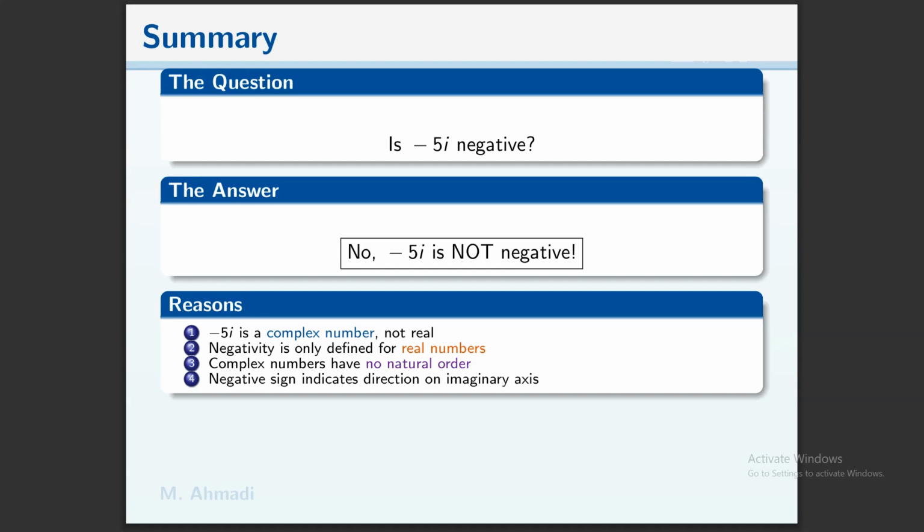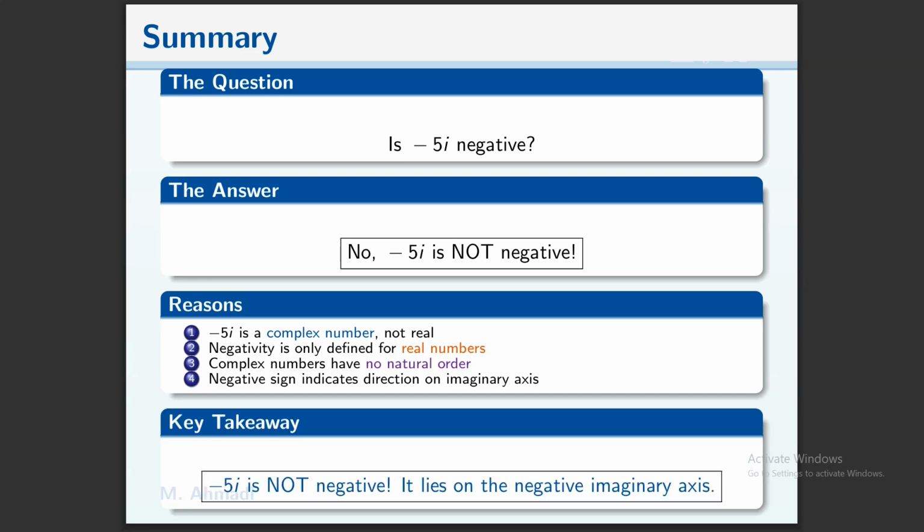The summary of the presentation. The question was, is minus 5i negative? The answer, no, minus 5i is not negative. There are some reasons. Minus 5i is a complex number, not real. Negativity is only defined for real numbers. The second reason is complex numbers have no natural order. And the last reason is the negative sign indicates direction on the imaginary axis. And finally, minus 5i is not negative. It lies on the negative imaginary axis.